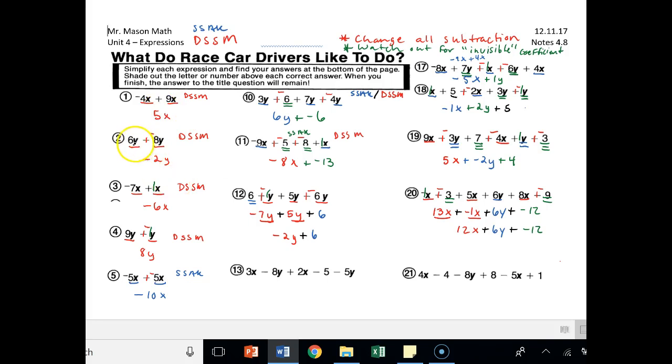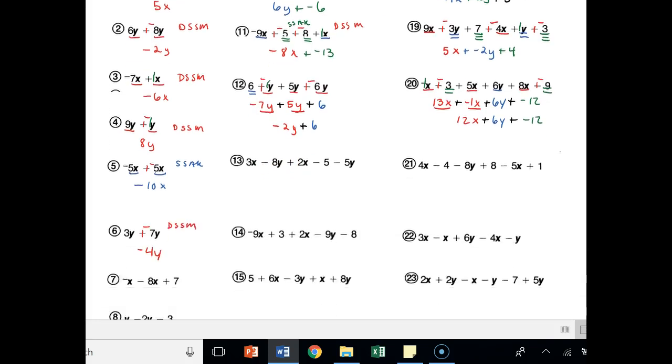Same with like number 2, right? 6y plus negative 8y, different sign, subtract more, so it becomes negative 2y because there were more negatives this time. So what I did is I underlined like terms, I double underlined the other like terms. I also made sure when I went through, changed any minus signs to plus and negative. And any variables that were by themselves, I added a coefficient of 1 or negative 1 in front of them.